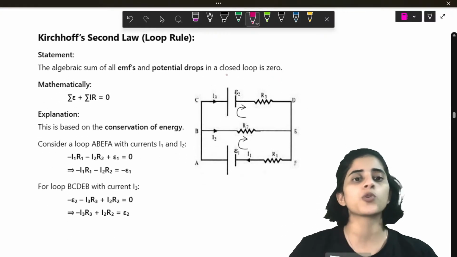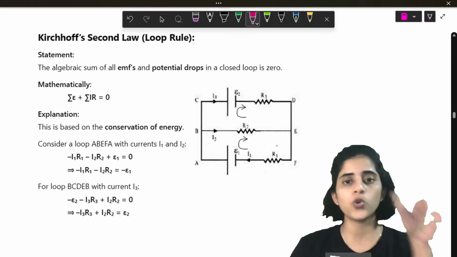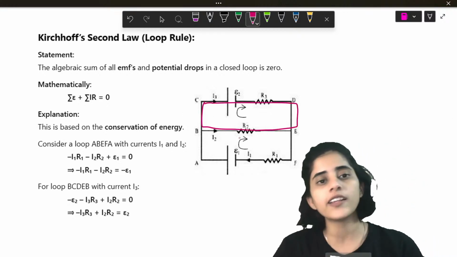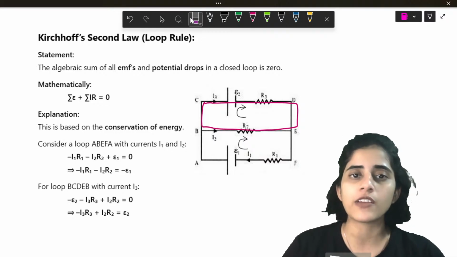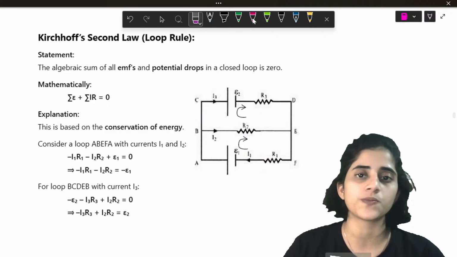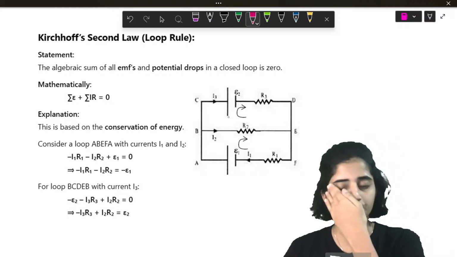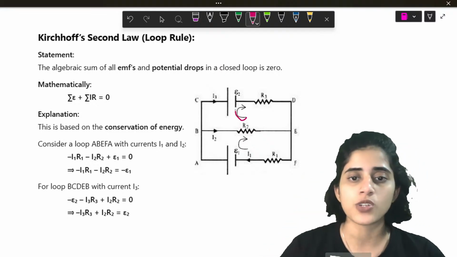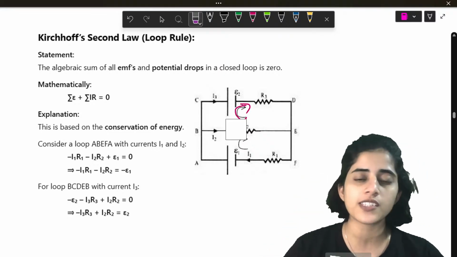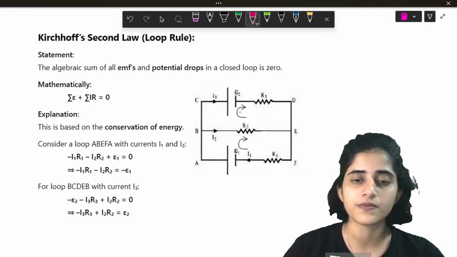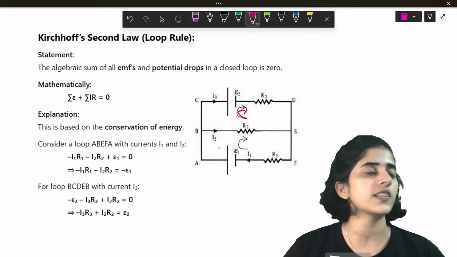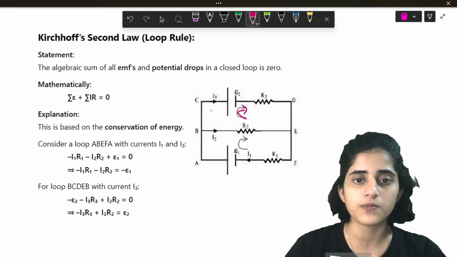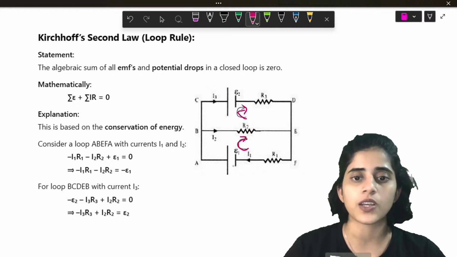Now Kirchhoff's loop rule just says that if you take a loop, like this one loop, the sum of all EMFs and potential drops, everything together, will be 0. So let's prove it. First thing you should decide on a direction. Here the arrow is already given, so I'm going to take the same direction. So this is the direction. Now what I'll do is I'll start from here.